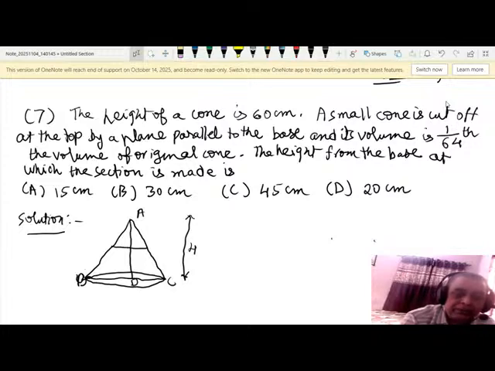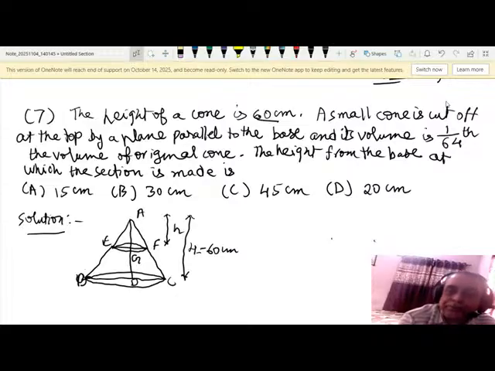Now there is a cone being cut here by a plane parallel to the base. The height of the original cone is 60 centimeters, so capital H value is 60 centimeters. A small cone is cut off by a plane parallel to the base. Call these points E, F and G. Let the height of this smaller cone be denoted by small h.